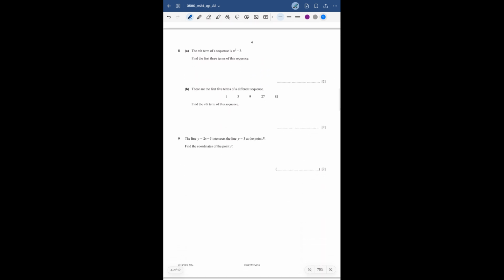Alright, question number 8. The nth term of a sequence is n squared minus 3. Find the first 3 terms of this sequence. First 3 terms means n equals 1, n equals 2, n equals 3. Substitute n equals 1, 2 and 3 into this equation to find the first 3 terms of the sequence.